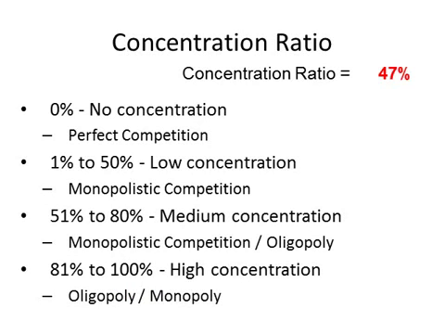The next step is to take the concentration ratio and check it against our criteria for determining the level of concentration. Our first step is to compare that 47% with 0%, the no concentration level. As we can see, 47% is much greater than 0%, and therefore we are not in a situation where there is no concentration.